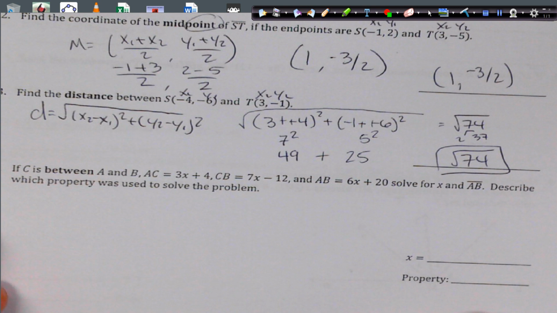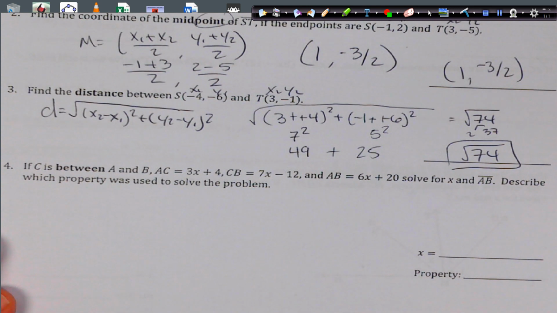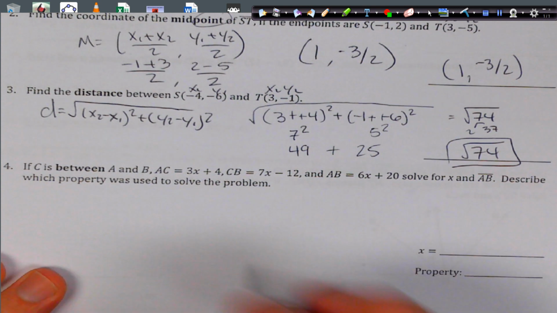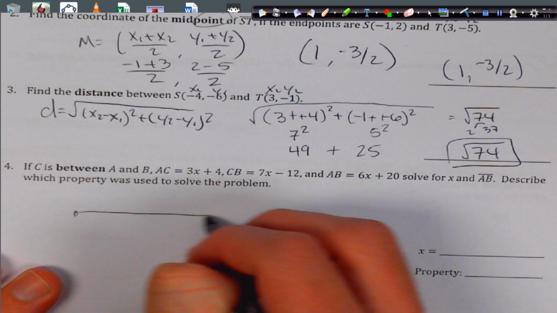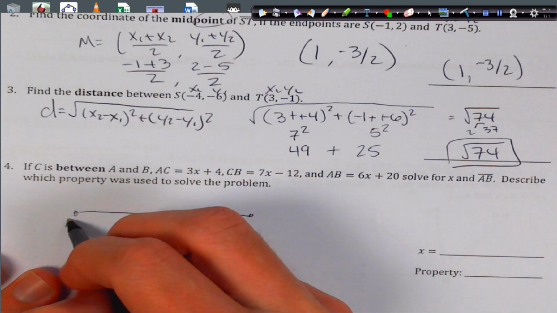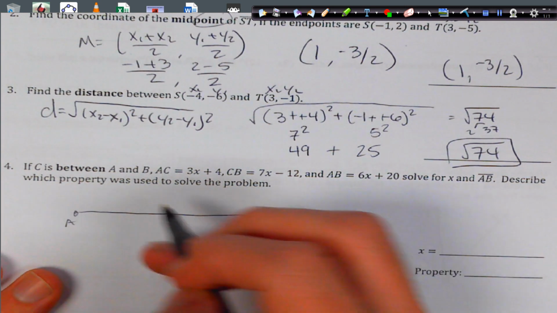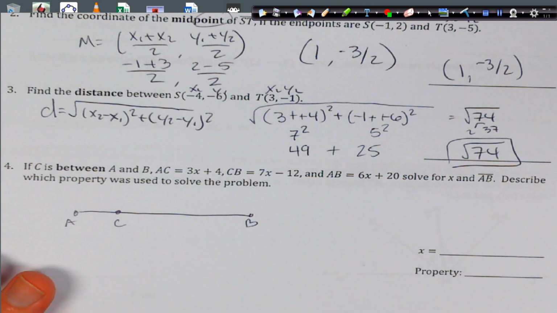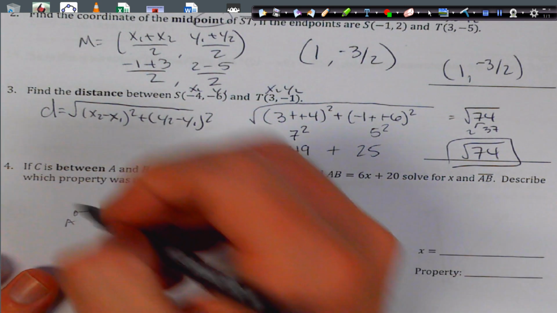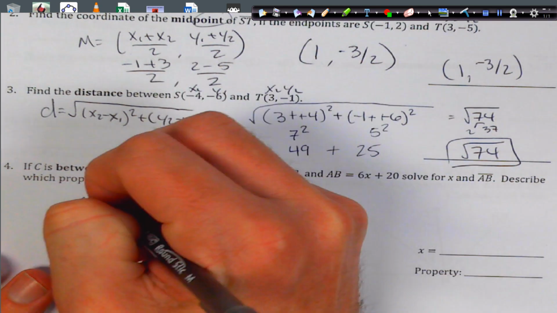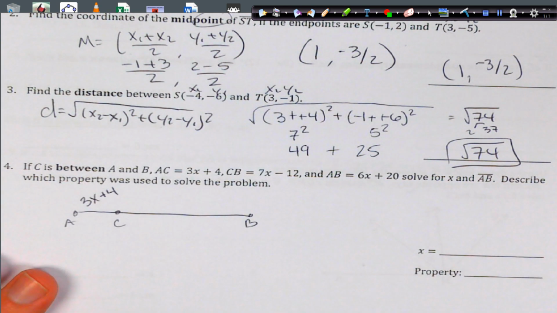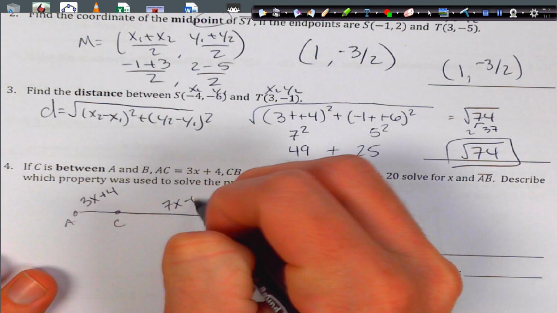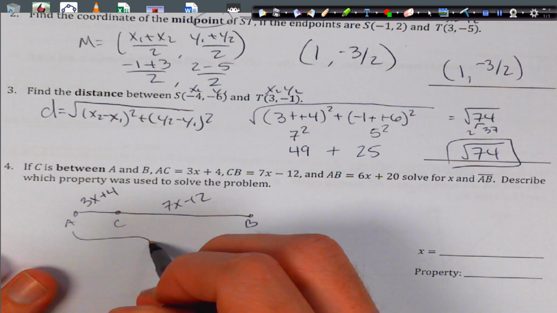My bad. C is between A and B. We have AC, we have CB, and we have AB. Solve for X and AB. Describe which property was used. Well, let's draw a picture. We have A and B. C is between, so I like to draw this so I don't confuse myself. C is not the midpoint, it's just between. So I don't want to get confused and accidentally set something equal to something that it's not true.